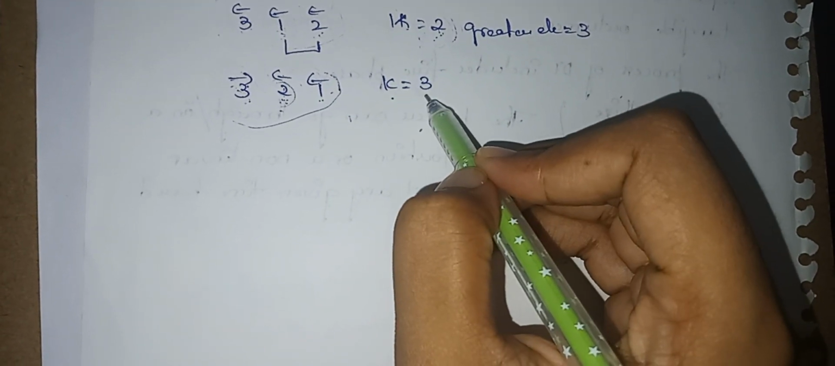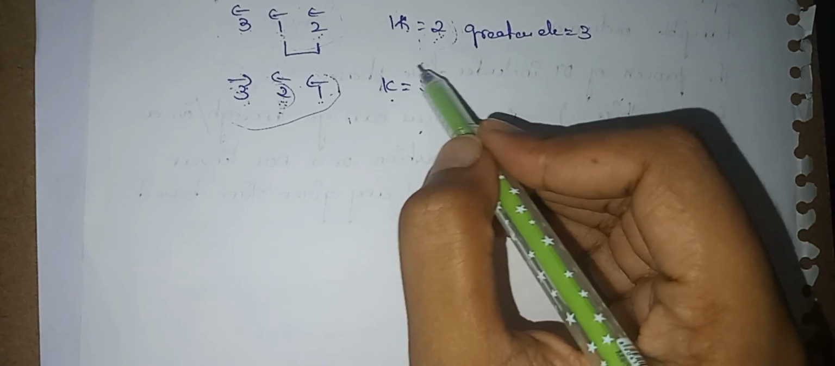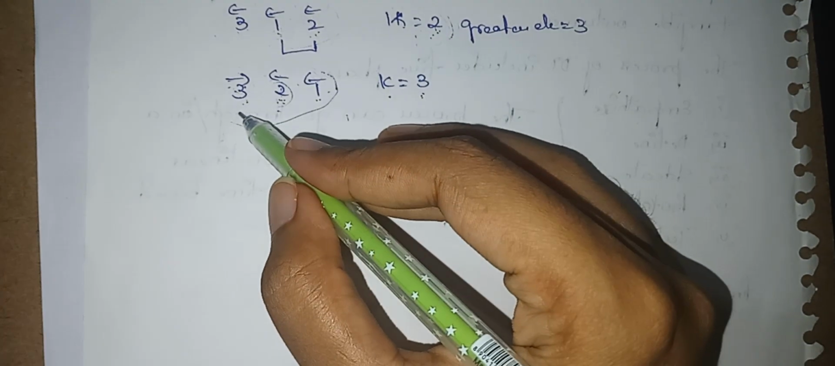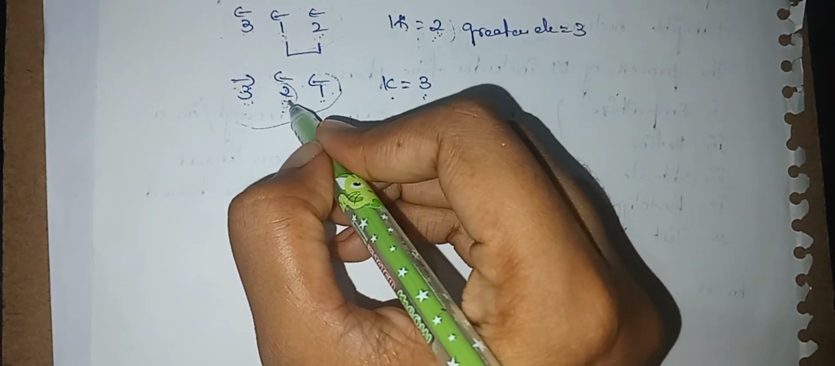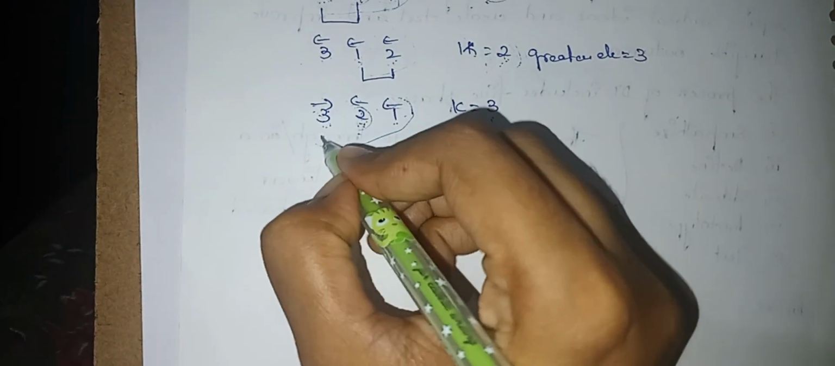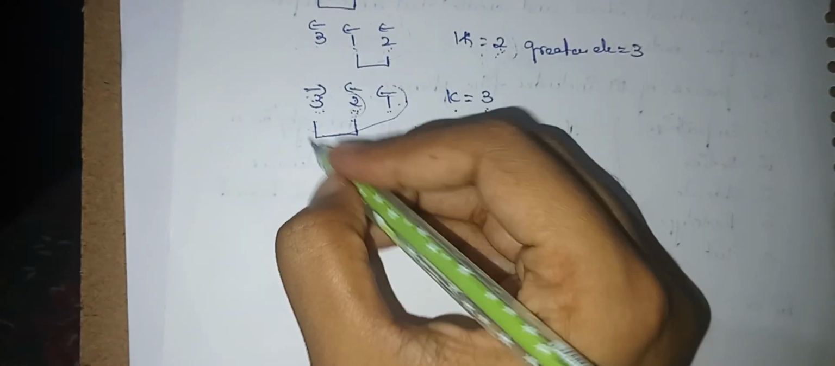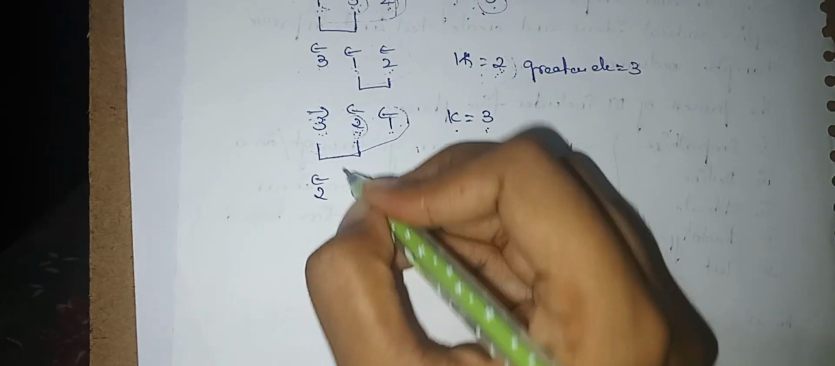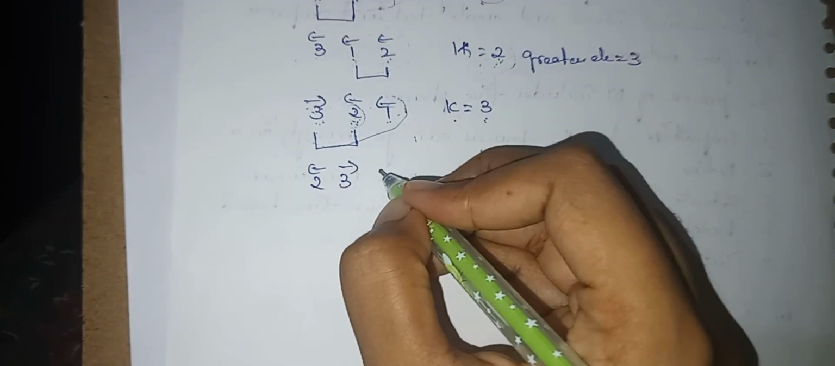K is equal to 3. Now, check: is there any greater element than the mobile element? No. So simply, we will be swapping this mobile element with its adjacent element. What is the adjacent element for 3 in its direction? 2 is the element adjacent to the current mobile element. Therefore, 3 and 2 you have to swap. So 2 will be in that direction and 3's direction doesn't change.